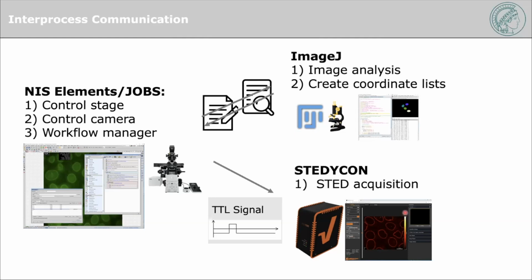So basically this workflow works like this: you first decide which are the best settings for your current experiment in the normal software provided by the company, and then put it in waiting mode. On the other side, we have the standard Nikon software, which is called NIS-Elements. They also have a workflow manager, which is quite nice, called JOBS, where you can control the workflow and the stage and camera and also decide on some image analysis tasks.